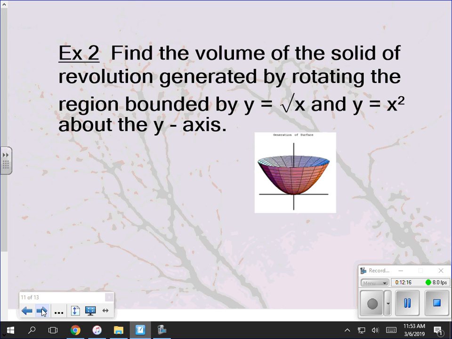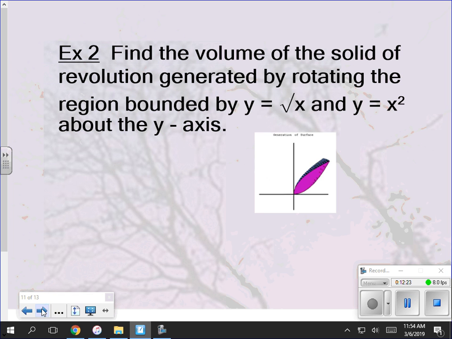Number 2, find the volume of solid generated by rotating the region bounded by y equals the square root of x and y equals x squared about the y-axis. So you get this funky little bowl-shaped thing. So here's what I want you to do. Draw the diagram. Label on the diagram big R and little r. Read the question carefully, because that will tell you how you need to do this.